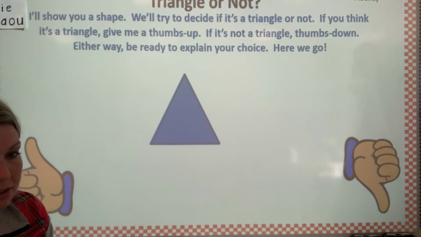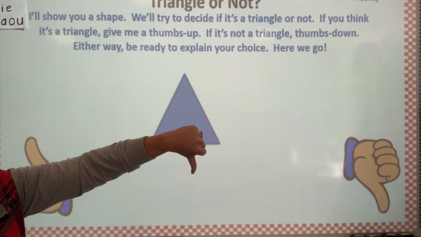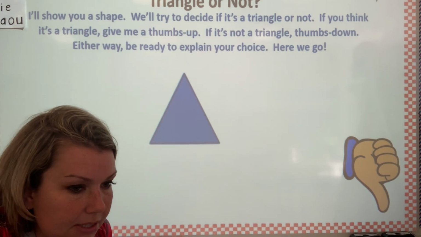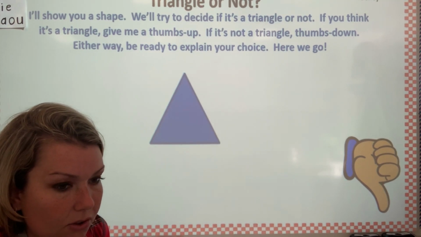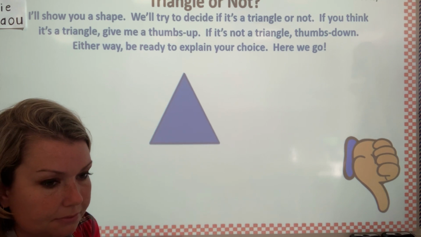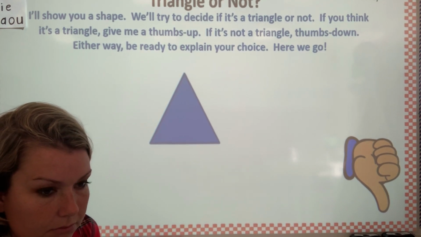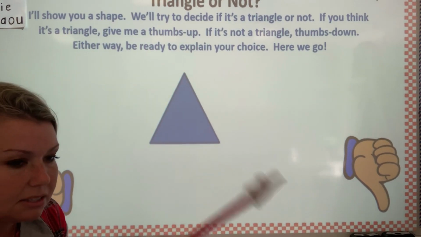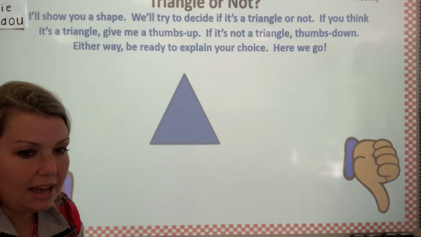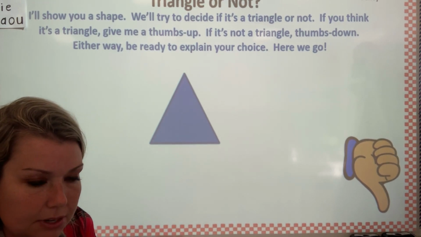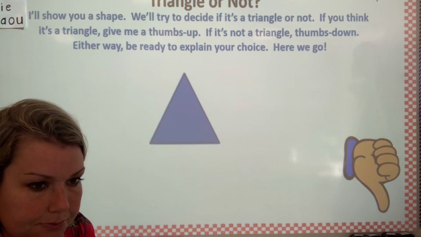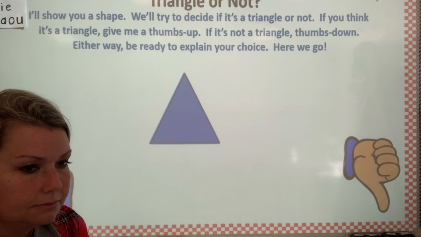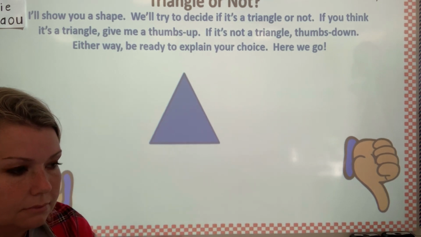Is this a triangle? Thumbs up if it's a triangle, thumbs down if it's not. Okay. DJ, why is it a triangle? Unmute your mic. 3 points. DJ said it has 3 points or 3 corners. Awesome job, DJ. Why else is this a triangle? Someone raise your hand. Anya? Because it has 3 straight sides.